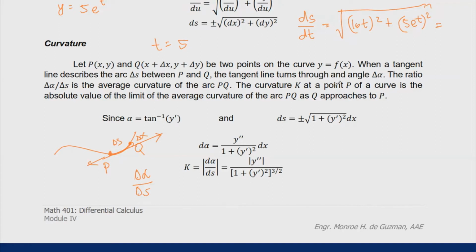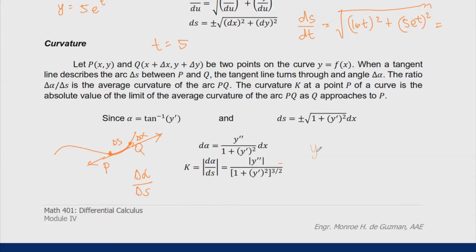So the curvature K at a point P of a curve is the absolute value of the limit of the average curvature of the arc PQ as Q approaches P. In short, this is an approximation wherein we use alpha, which is the inverse tangent of y prime, the slope of this tangent line. And we know that the differential arc length can be measured using this expression. With this, we can now use the curvature K being equal to the absolute value of the second derivative of y divided by 1 plus y prime squared, the whole expression raised to 3/2.